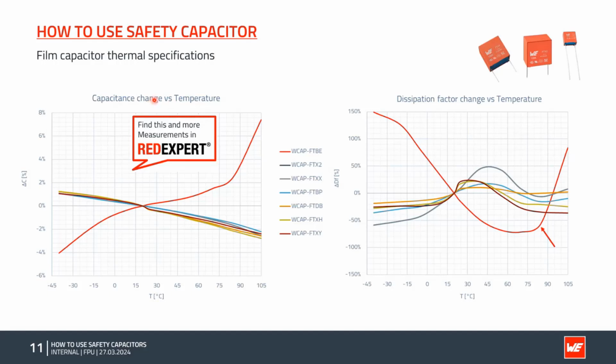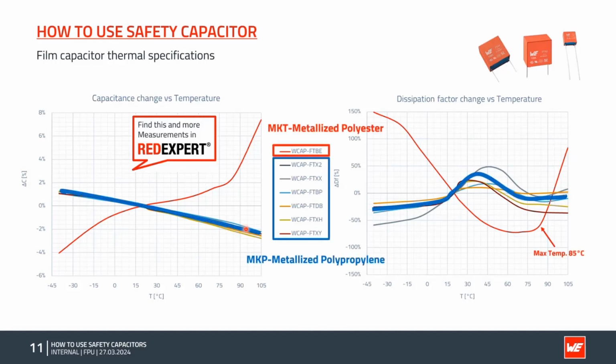Here, capacitance change over temperature and also dissipation factor change versus temperature. There are a lot of graphs or lines inside, but we can summarize them in this blue box. They are all polypropylene based capacitors. So of course, these are our match codes.